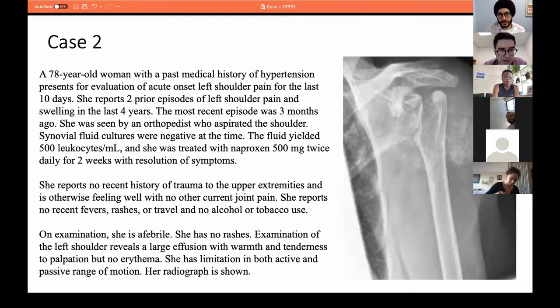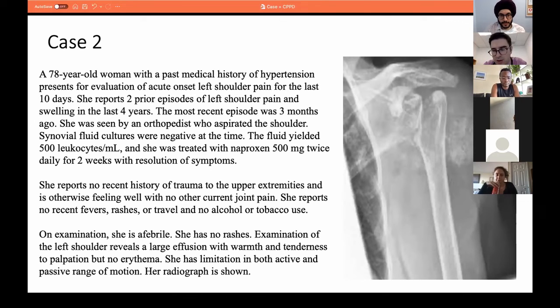She reports no recent history of trauma to the upper extremities and is otherwise feeling well with no other current joint pain. She reports no recent fevers, rashes, or travel, and no alcohol or tobacco abuse. On examination, she is afebrile. She has no rashes. Examination of the left shoulder reveals a large effusion with warmth and tenderness to palpation, but no erythema. She has limitation in both active and passive range of motion.